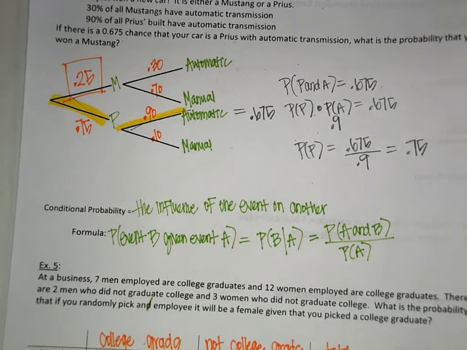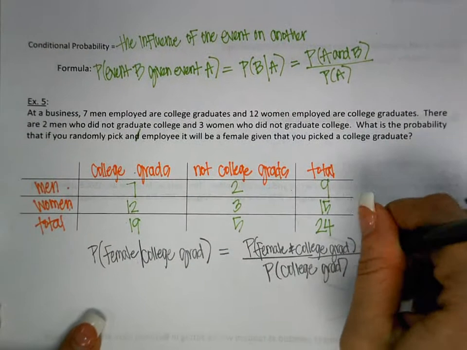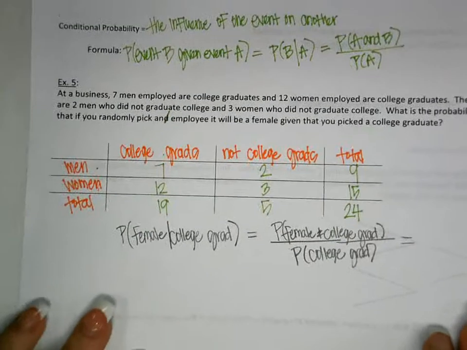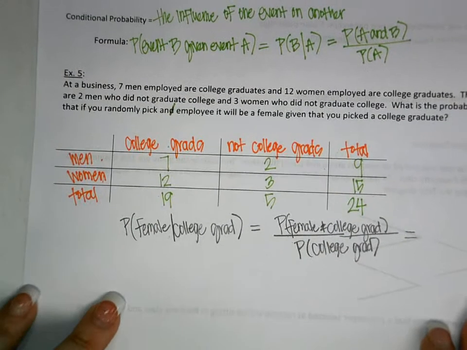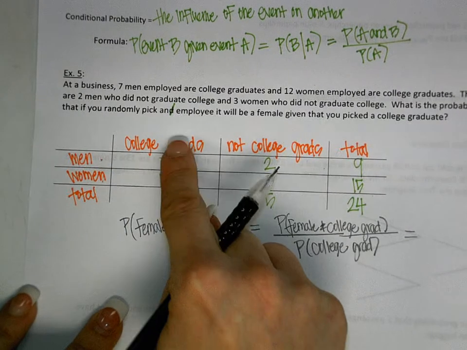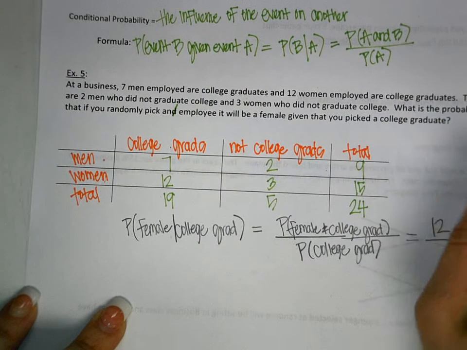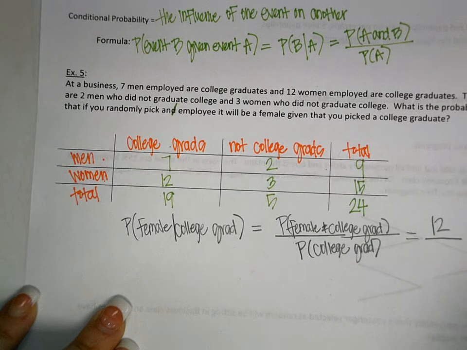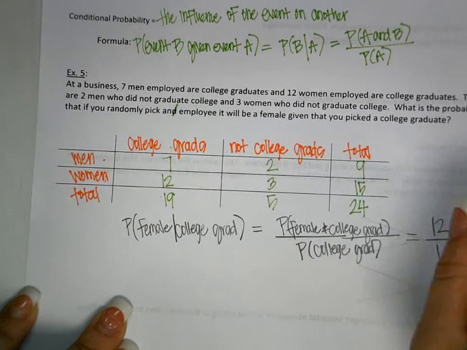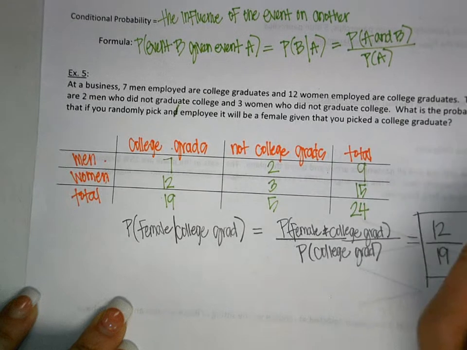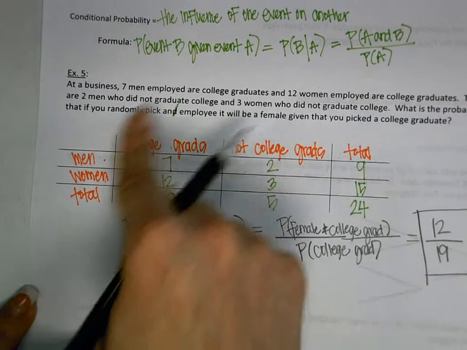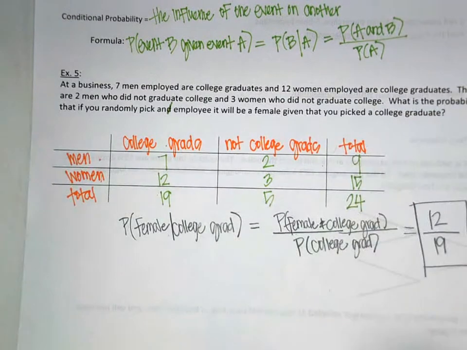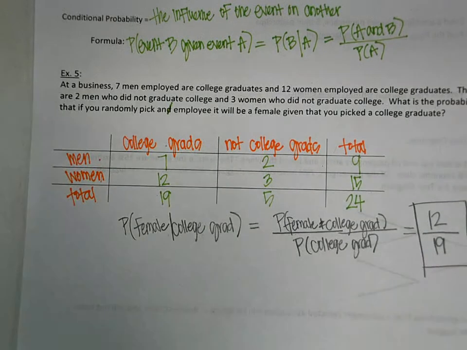It's a different formula. So, how many females are also college graduates? Out of my chart, how many females are also college graduates? 12. 12 women that are also college graduates, divided by how many total college graduates are there? 19. That is your answer. Okay? So if you fill in the chart right and make sure you fill in the totals, because the totals are important, it's easy to just pick the numbers out and plug them in.